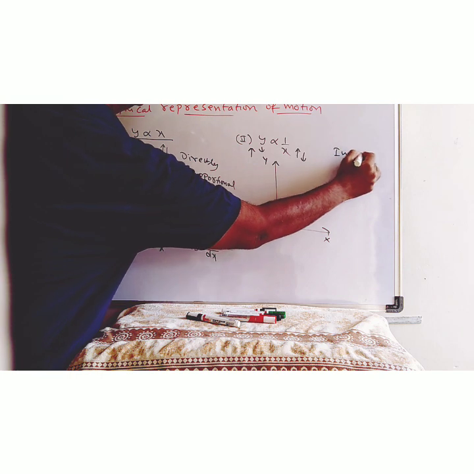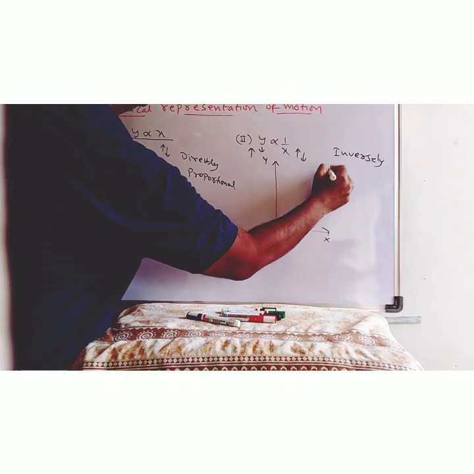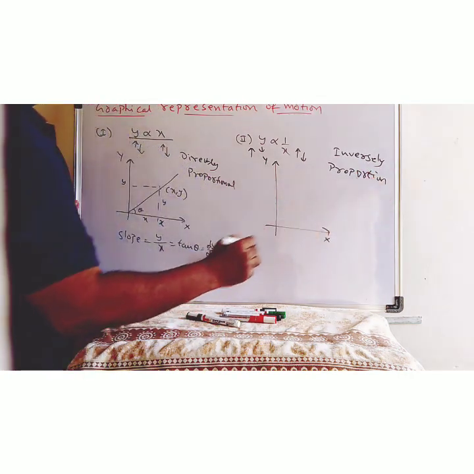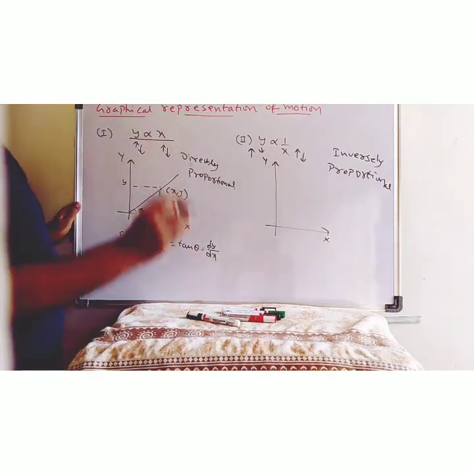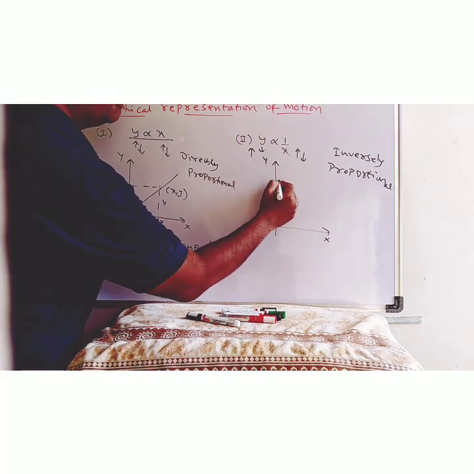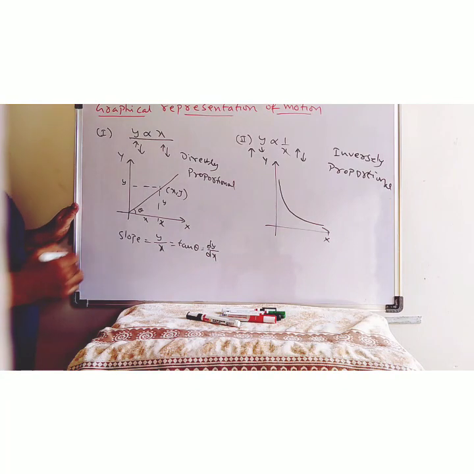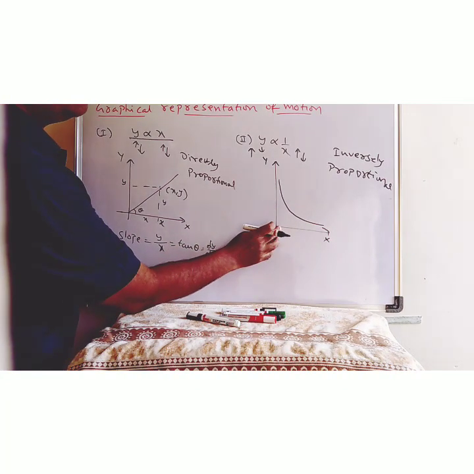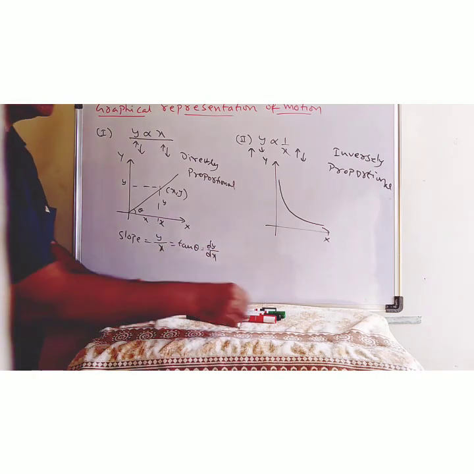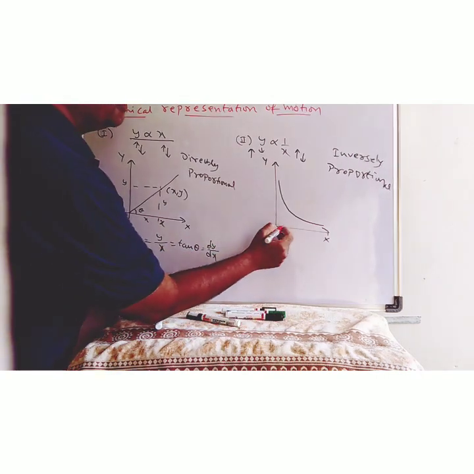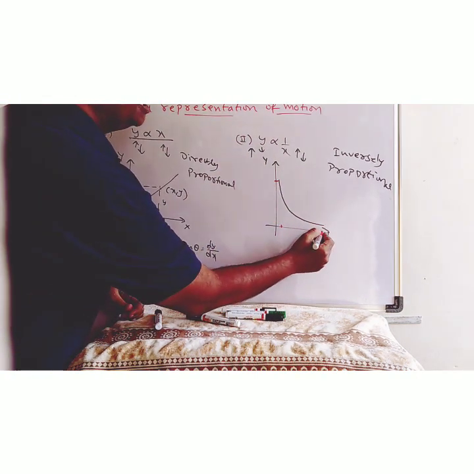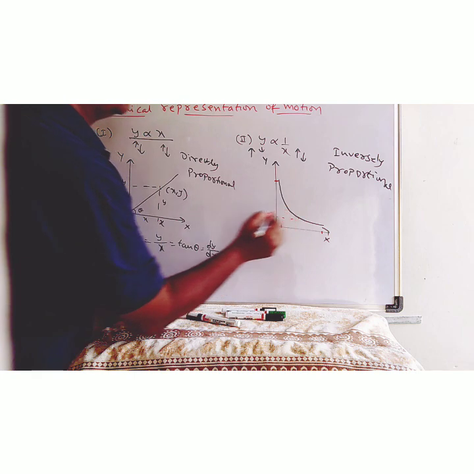This one is called the inversely proportional graph. Y is inversely proportional to x means the graph will be a hyperbolic curve. If the x value is less, the y value is more. Are you observing here? Observe carefully: if the x value is less, the y value is maximum. If the x value is more, the y value is less.